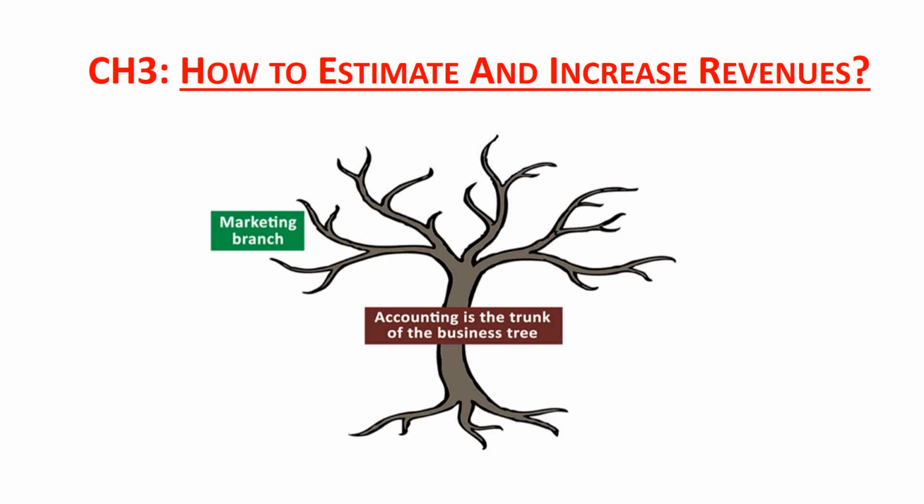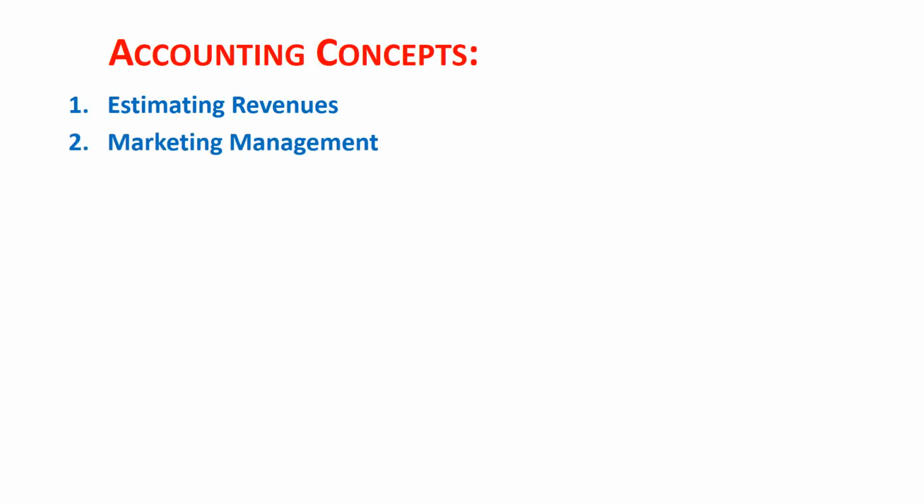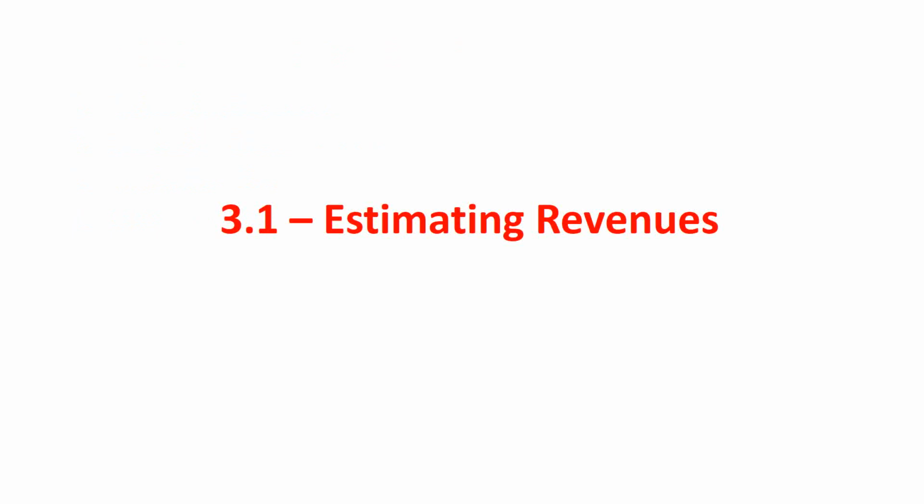So you would see the accounting that we are going to learn, mainly revenues, is very closely related to the marketing branch. So the marketing folks speak a lot of what we study this week. The 4 concepts: estimating revenues, want to get a sense of marketing management, marketing plan, and the target demand. Start with estimating revenues.